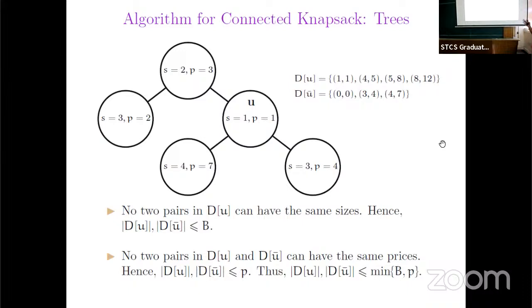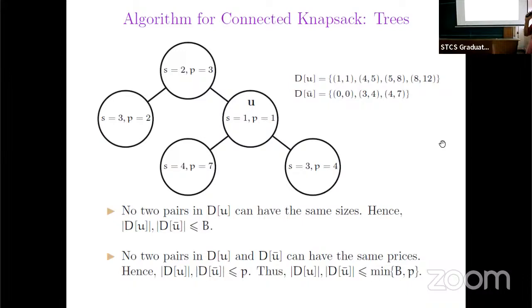Okay, so I just maintain these sets, and at the root, I will have the solution. I'll go over DU and DU bar, and whichever has the highest price, that's the solution. Because whichever pair has size more than the bag size, I don't store, because they are not going to lead me to a solution. So at the root node, I just go over these two lists, and whichever has the highest price, that's the output.